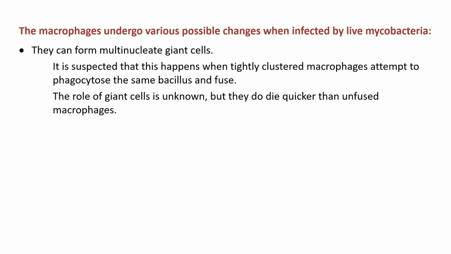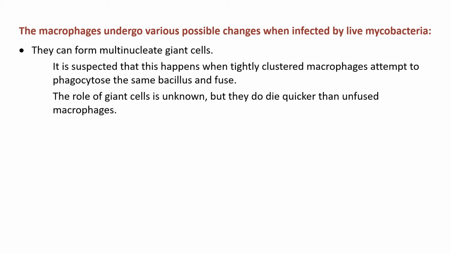One of the changes that can happen isn't really terribly significant in terms of the course of the infection, but it is quite interesting in terms of the histology of the granuloma. These macrophages can form multinucleate giant cells. If you remember, our only multinucleate cell normally are skeletal myocytes. In this case, we have a pathological multinucleate cell.